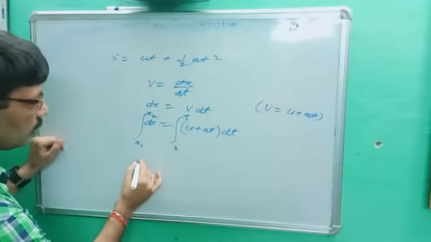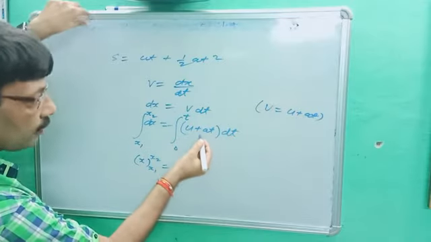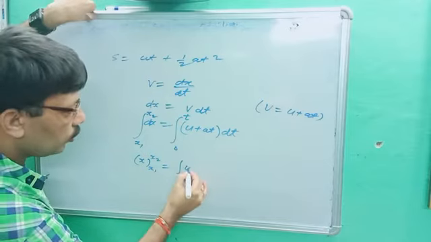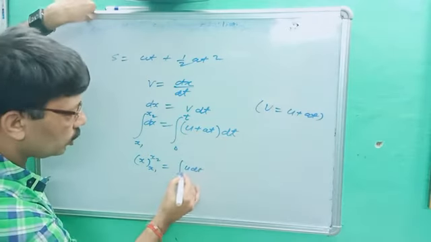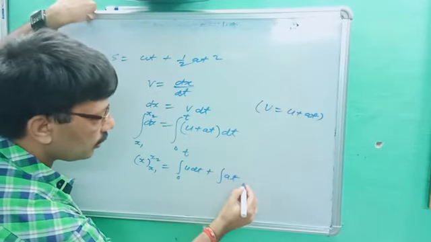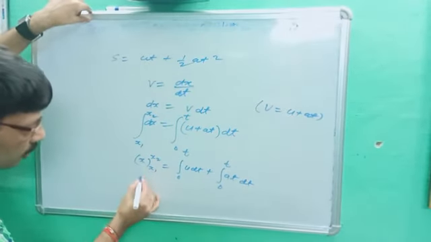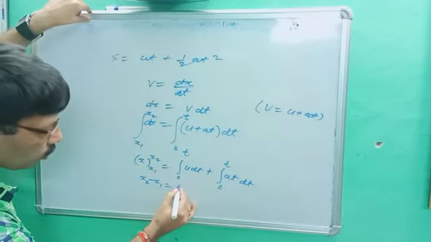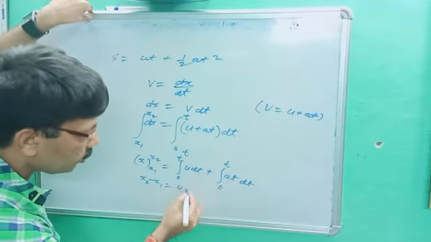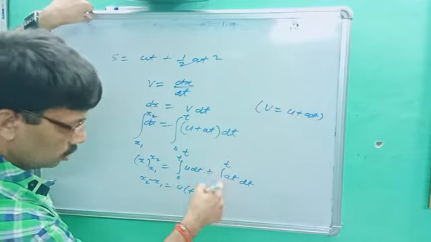Integration of dx is x, limit x1 to x2, is equal to the integration of u plus at. It is an integration of addition, so you split it in two ways: integral of u dt, limit 0 to t, plus integral of at dt, 0 to t. Okay, here put the limit: x2 minus x1 is equal to u, constant, out. What is the integration of dt? You better know. Integration of dt is t, limit 0 to t, plus a is out of the integration.